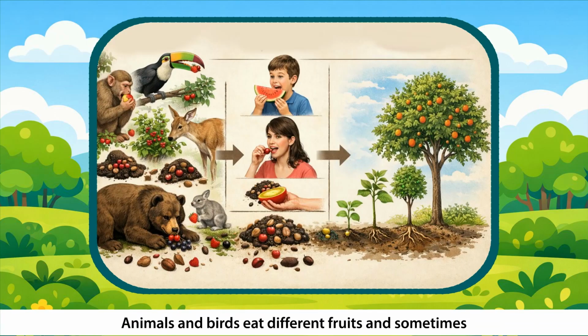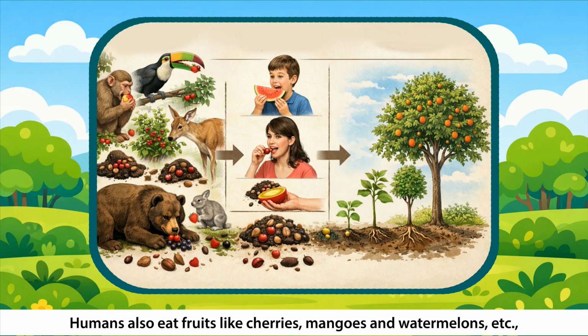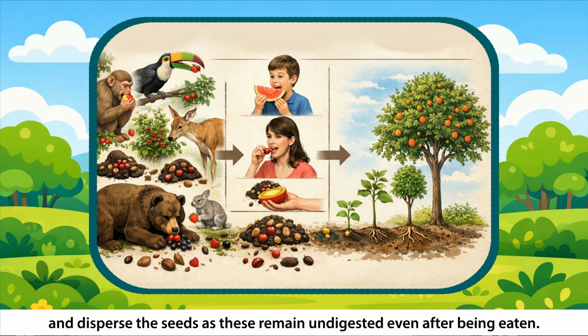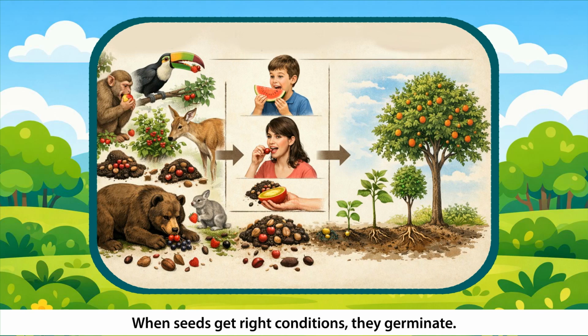Dispersal by animals. Animals and birds eat different fruits and sometimes the seeds come out undigested in their droppings. Humans also eat fruits like cherries, mangoes and watermelons, etc. and disperse the seeds as these remain undigested even after being eaten. When seeds get right conditions, they germinate.